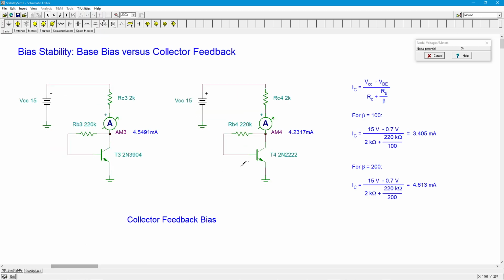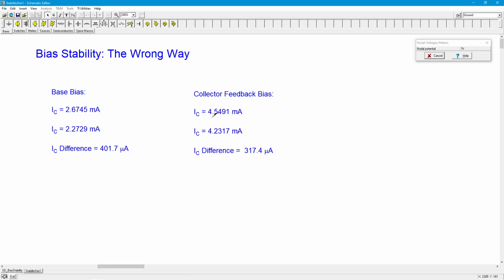Do the same thing for the other circuit, the collector feedback. I got just about 4.55 and 4.23, and we get about 317 microamps. You can see clearly this is a smaller number than this. It's a little less than 80% of this.